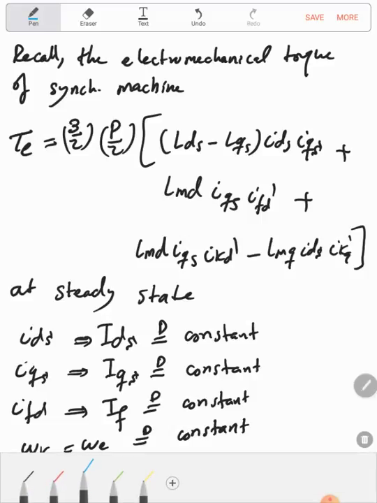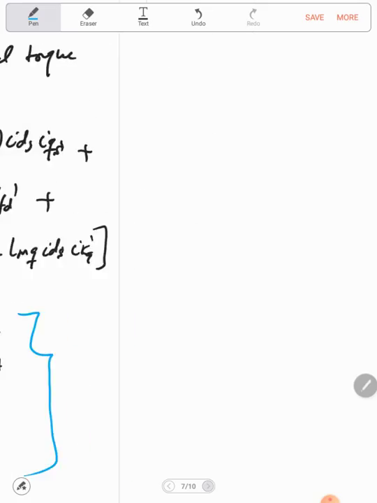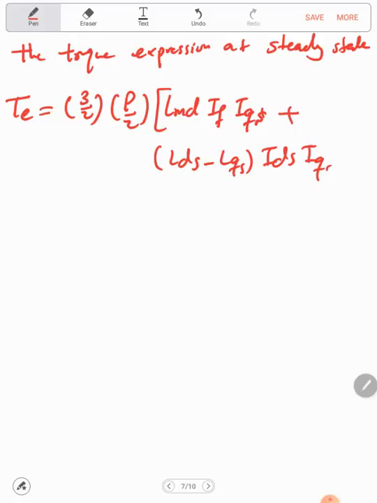So, keeping those relations on, we can write the torque expression at the steady state. So TE will equal 3 over 2 P over 2 times L MD IF IQS plus LDS minus LQS times IDS IQS.